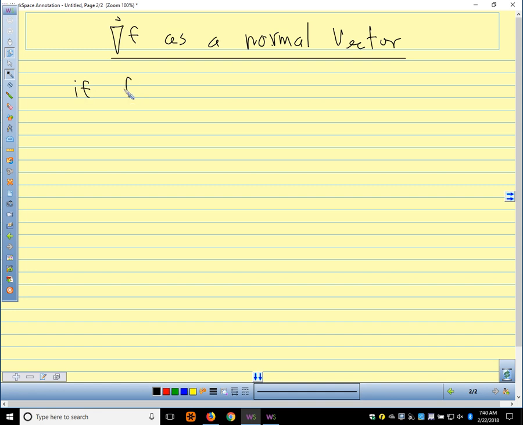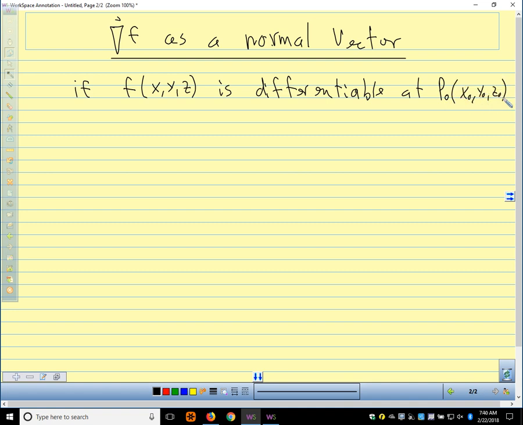So we're going to say if f of x, y, z, we need our function to be differentiable. So it needs to be a nice function. At a particular point, at p0 is x0, y0, z0. And we want del f at that point not to be 0, because we know if del f is 0, then it's orthogonal to any vector there.